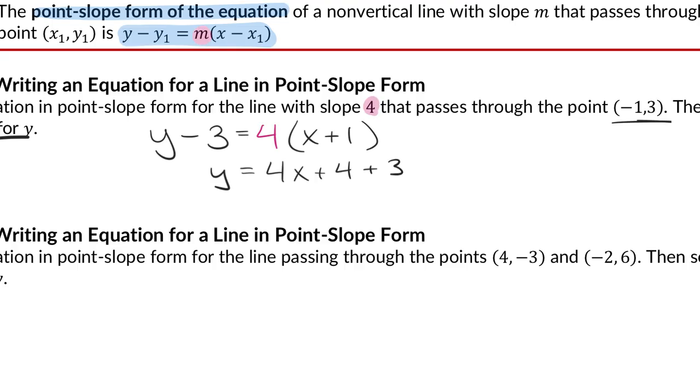All we need to do is combine like terms. This is 4x plus 7. And so we have an equation of a line in point slope form, and we have an equation of a line that's solved for y.